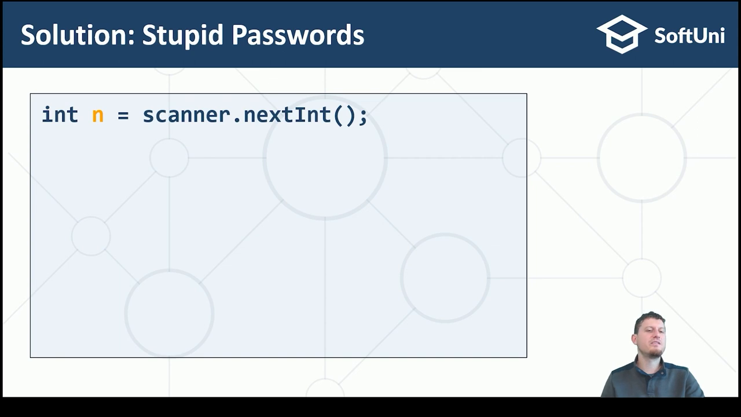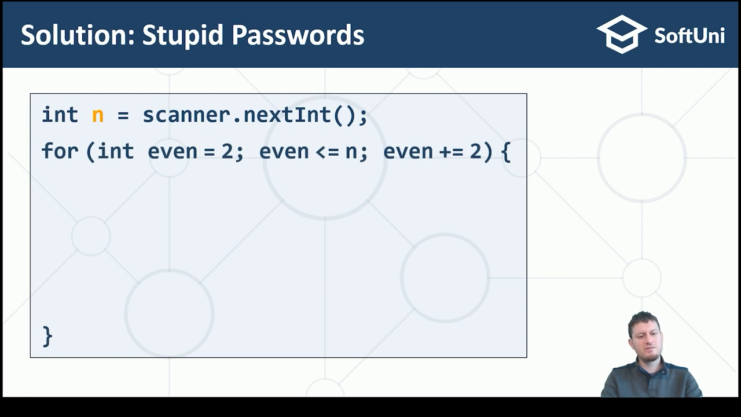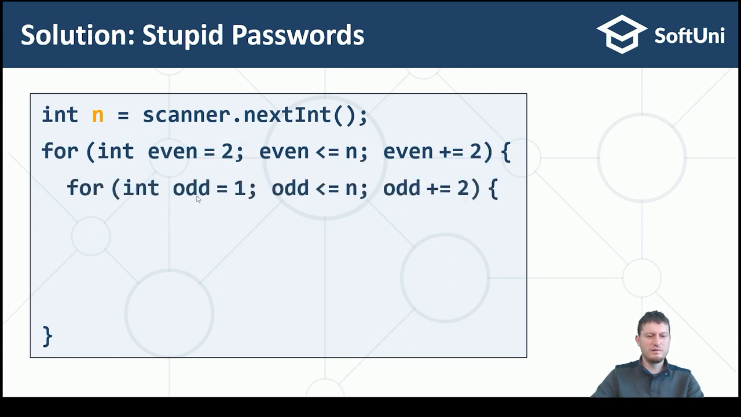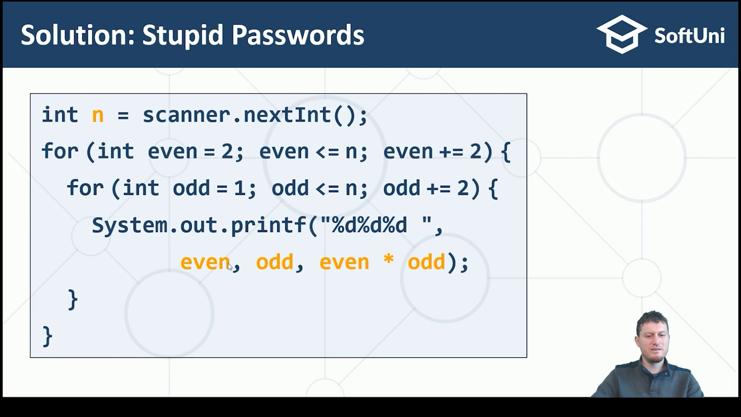So let's see the solution I had in mind before the start of this project. It's called stupid passwords. I have the even number from 2 to n with step of 2. The nested loop is for the odd number from 1 until n with step 2. And inside I print using a formatting string. I print just 3 numbers: first number, then second number, then third number, then space. And I repeat this many times in the nested loop. So I print the even number, the odd number, and their product.